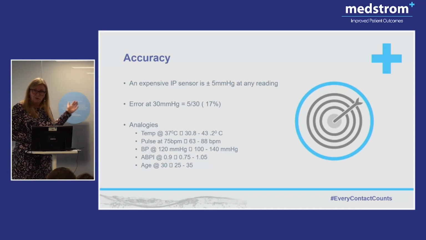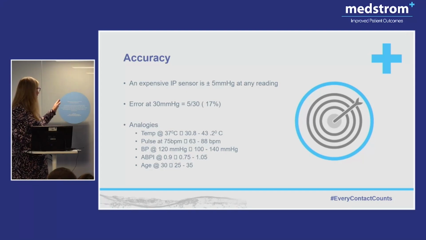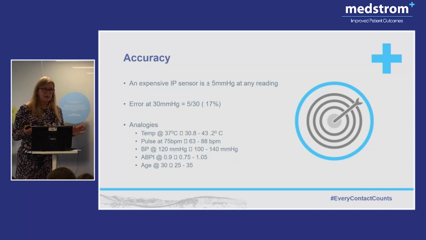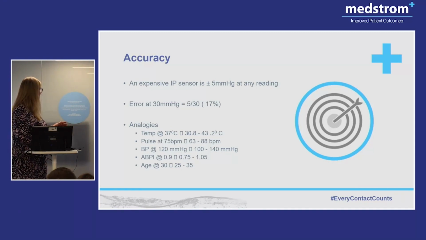So a typical monitoring system has an accuracy error of 5 millimetres of mercury at each point, okay? So let's think about that in terms of percentage. If you've got 30 millimetres of mercury, that's a 17% potential error. Sounds quite high, doesn't it? 17%. Think about that in terms of other clinical things. Would you accept a 17% degree of error if you took a temperature reading and it could be anywhere between 30.8 and 43.2? Would that be acceptable to you? No, not at all. Pulse, 63 to 88. It's not great, but I'm less bothered about it.